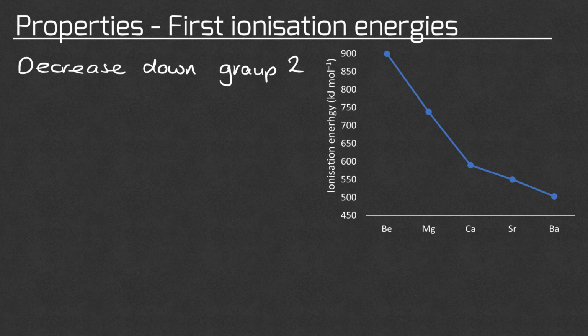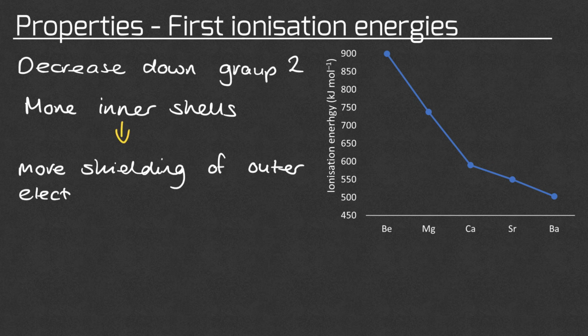As you go down group 2, the ionization energies decrease. So you can see that beryllium has the highest ionization energy, and this decreases as you go down the group. And this is because as you go down the group, you're adding more inner shells of electrons. Because you have more shells of electrons, that means there is more shielding of the outer electrons from the nuclear charge.